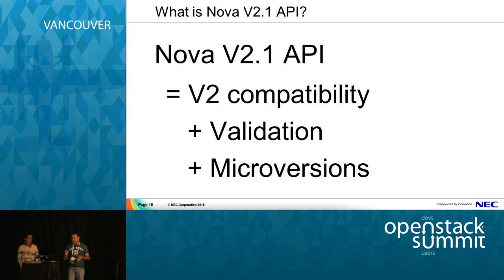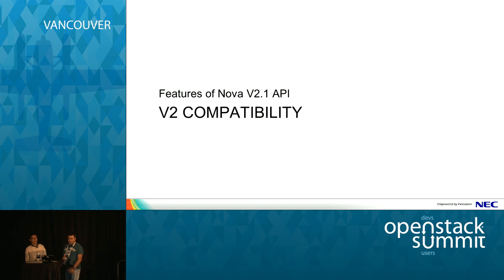And next is the microversion. As I talked about, new features or any API changes now have to go with a microversion. It is the versioning of how you introduce changes in an existing API or how you introduce new APIs. This will be explained by Kenichi. So now Kenichi will explain all these three features in detail.